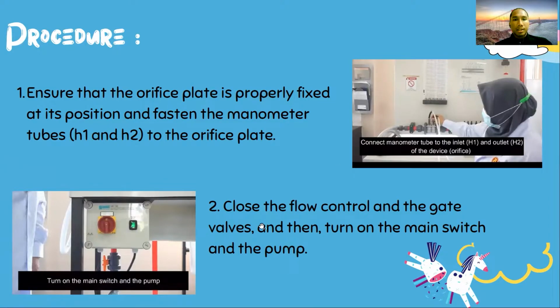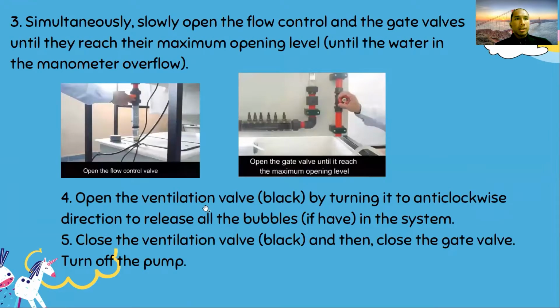The second step is to close the flow control and the gate valve, and then turn on the main switch of the pump. Here is the main switch and here is the pump switch. Next, simultaneously and slowly open the flow control and the gate valve until they reach their maximum opening level, until the water in the manometer overflows.